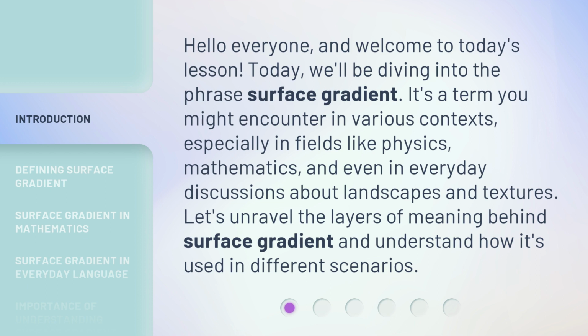Today, we'll be diving into the phrase surface gradient. It's a term you might encounter in various contexts, especially in fields like physics, mathematics, and even in everyday discussions about landscapes and textures. Let's unravel the layers of meaning behind surface gradient and understand how it's used in different scenarios.